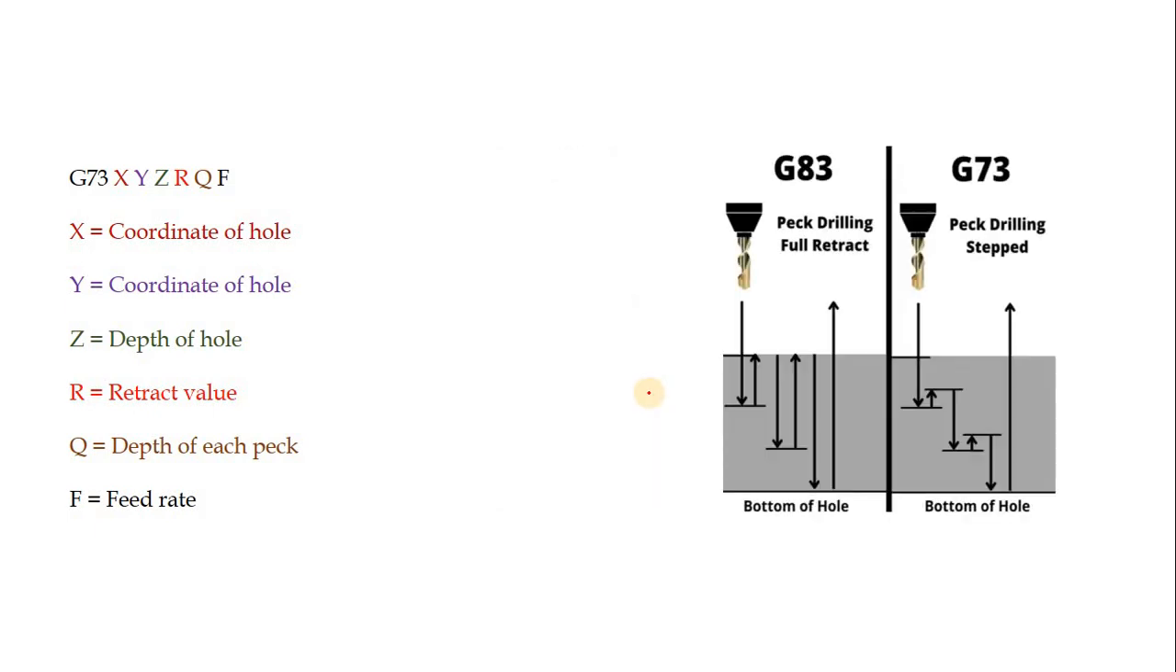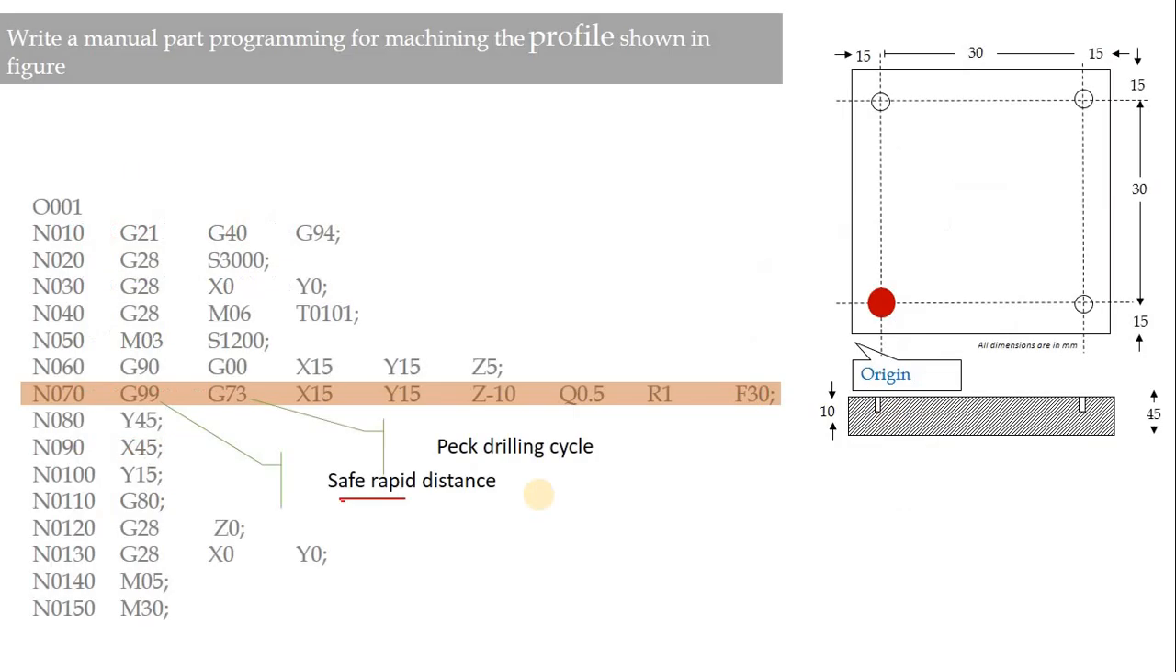We have another code, G83, which is also used for drilling, but there is a slight difference. In the case of G83, every time the tool will be retracted through the complete length, whereas in G73 it is retracted partially. So depending upon the requirement, one can select G73 or G83.